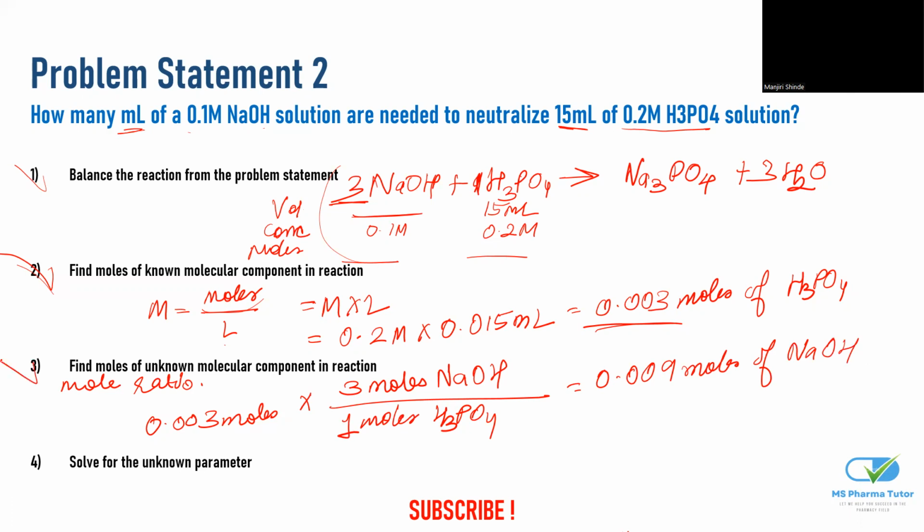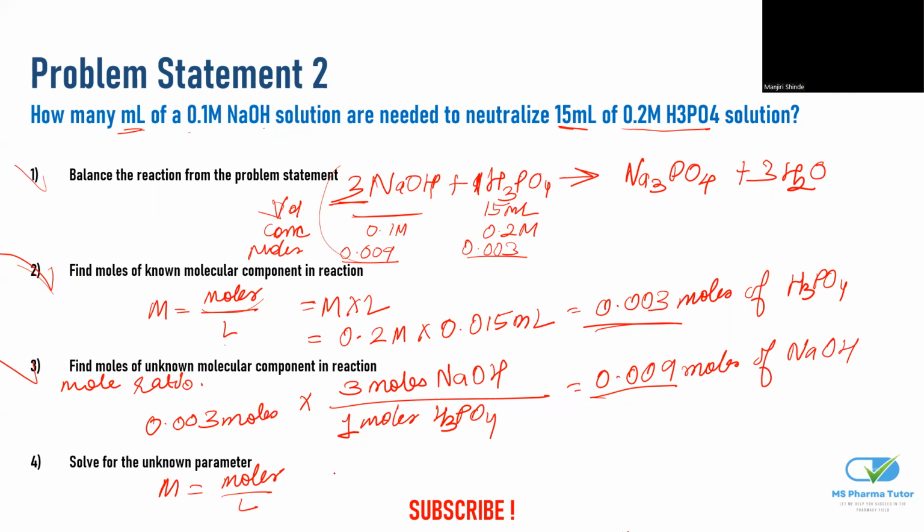Now we need to solve our fourth parameter. So let's for now fill whatever we have got. We have found moles of H3PO4, that is 0.003 moles, and we have found for NaOH, that is 0.009 moles, and now we only need to find the volume. What can be the formula for the same? Yes, it is concentration equals moles divided by liter. Then we need to find the volume, so it is moles by concentration. Moles by concentration equals liter.